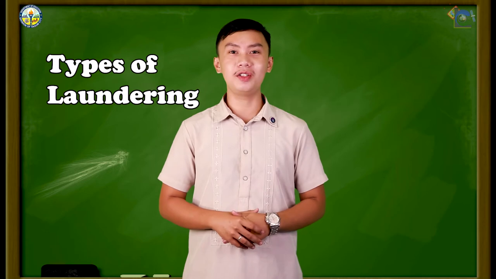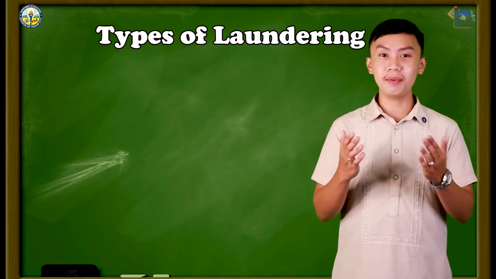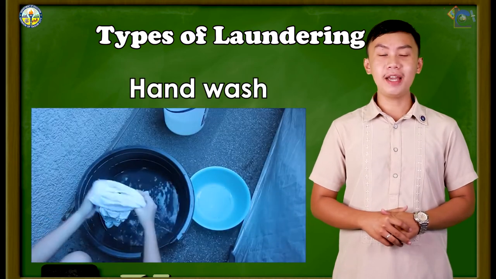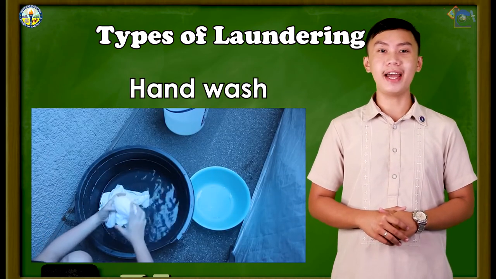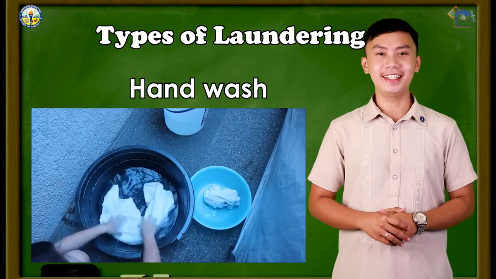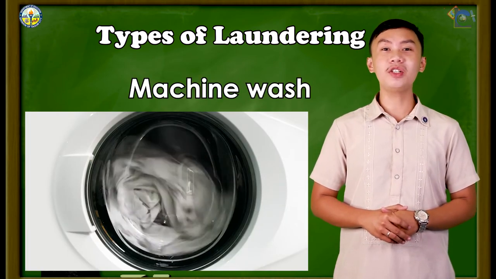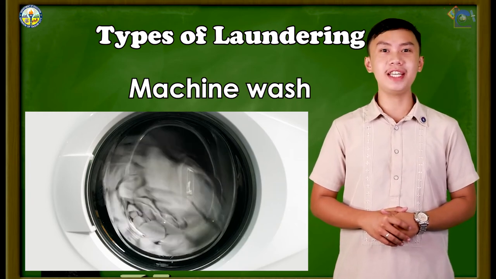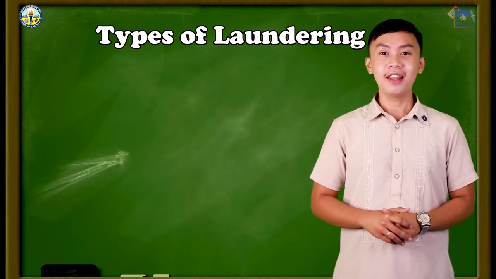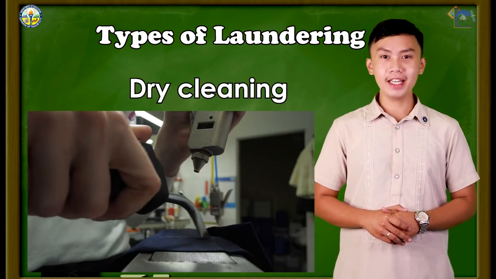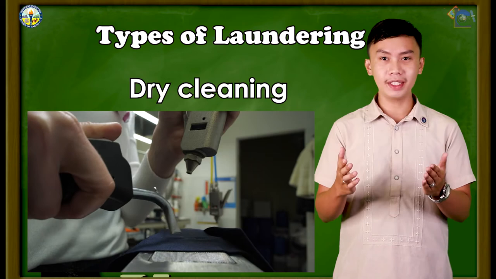This time, let us proceed to the types of laundering. There are three types of laundering. First is the hand wash. It is a type of laundering using your bare hands in cleaning the linen. Second is the machine wash. It is a type of laundering using a washing machine. And lastly, the third one, the dry cleaning. It is a type of cleaning a garment with an organic solvent without using water.